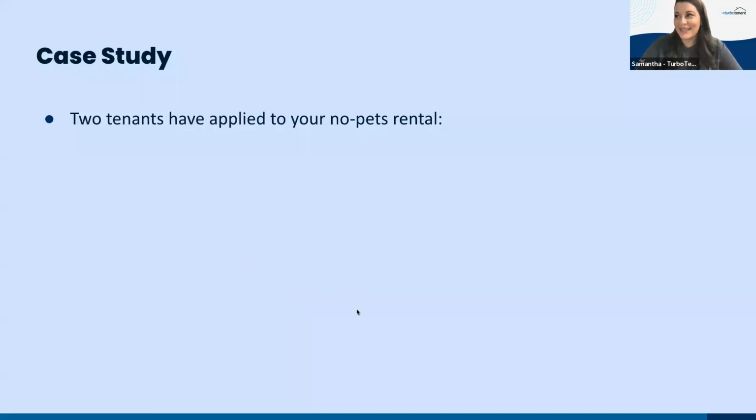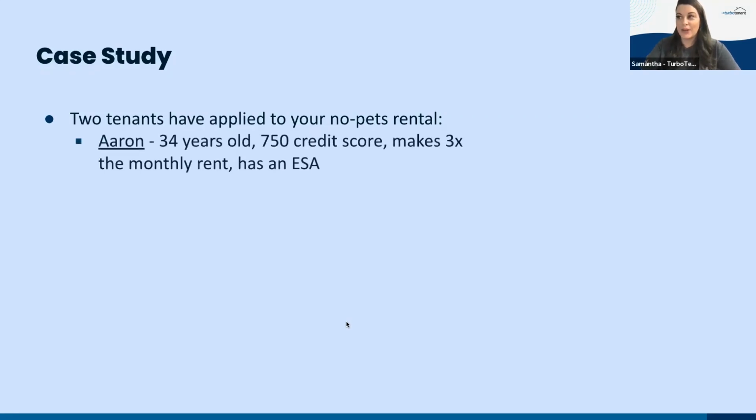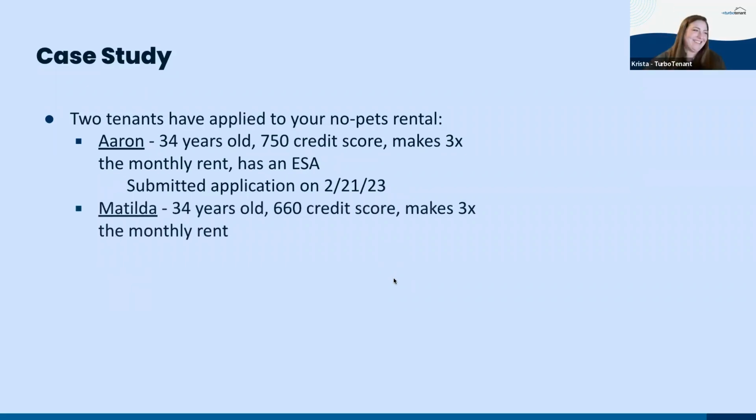Cool. So 2 tenants have applied to your no pets rental. The first is Aaron. They are 34 years old, have a 750 credit score, and make 3 times the monthly rent. They also have an ESA, which again is emotional support animal. Aaron submitted their application on February 21st. That's important. You also have an applicant, Matilda, who is 34 years old, has a 660 credit score, makes 3 times the monthly rent. And Matilda submitted their application on February 22nd.